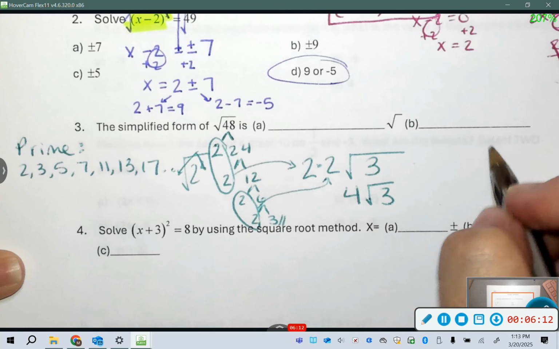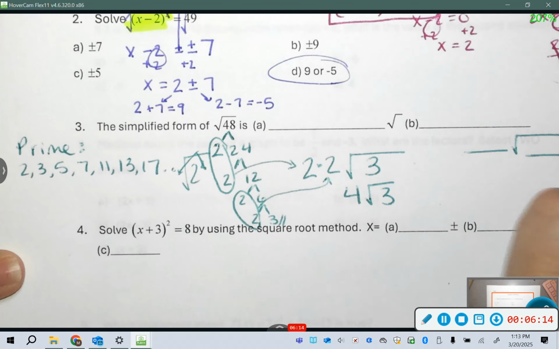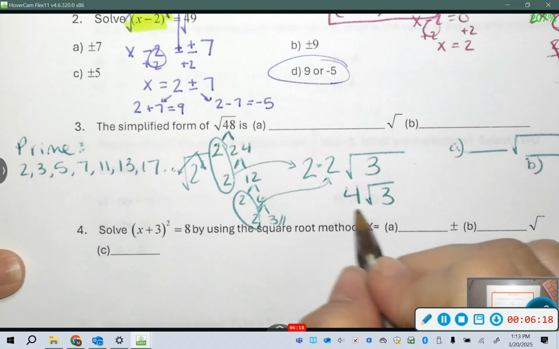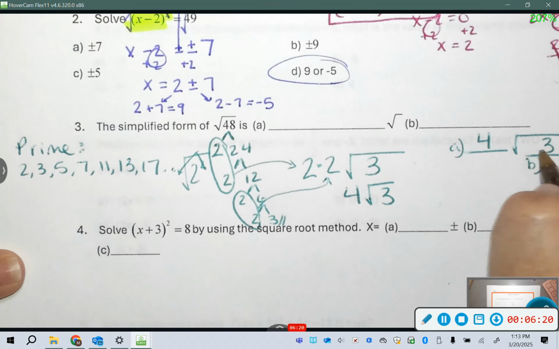And here it's just saying what square root of what. So your A is what's in front, and your B is what's second. So 4 is in front, 3 is second.